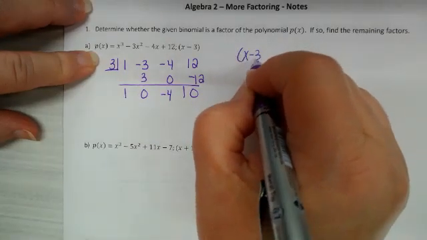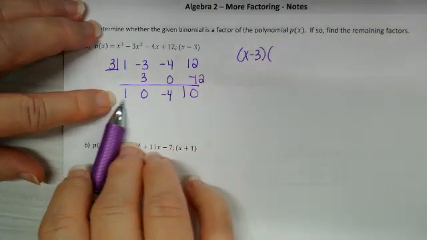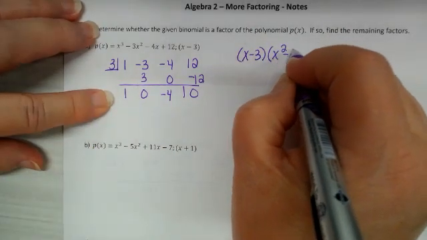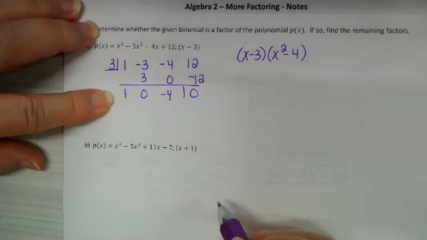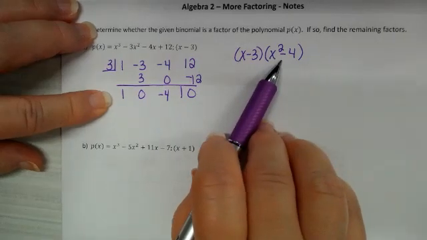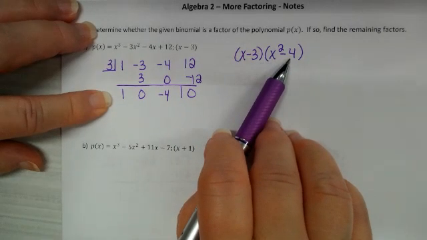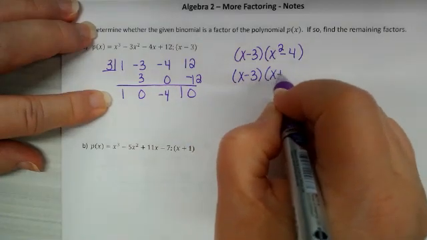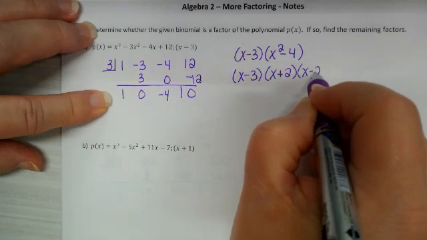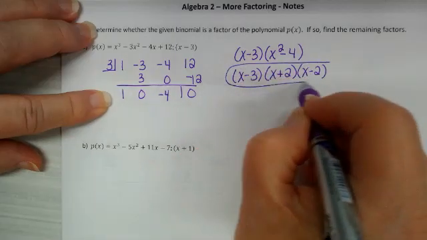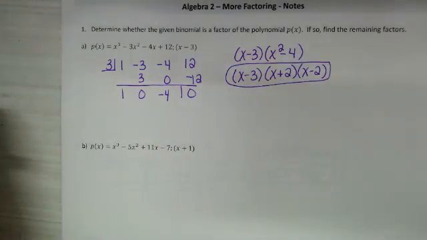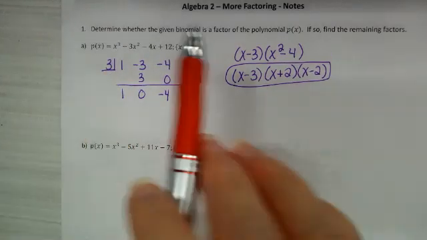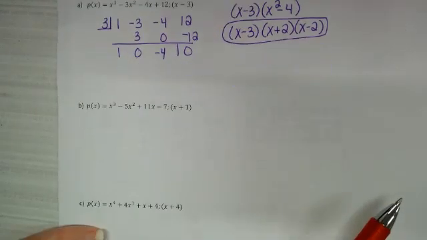So I've got x minus 3, and then let's write this as the next factor. Remember, we always go down one power. So x squared minus 4. Now let's check to see if this can factor further. I hope you notice x squared minus 4 is a difference of squares, so it can go further. X plus 2, x minus 2. So we're not really doing anything new. We're just doing our division and then a step further to see if it can factor.